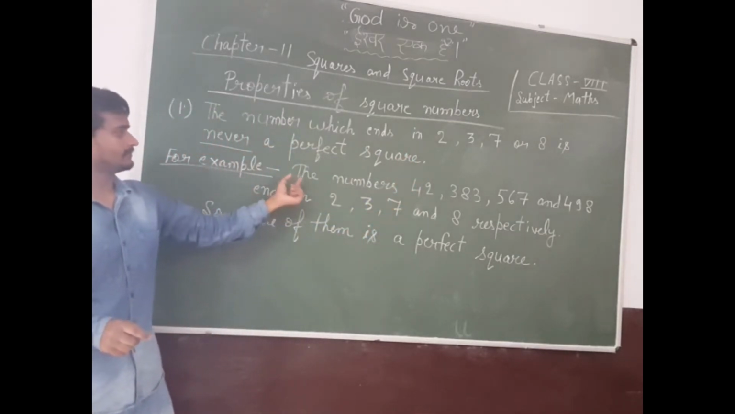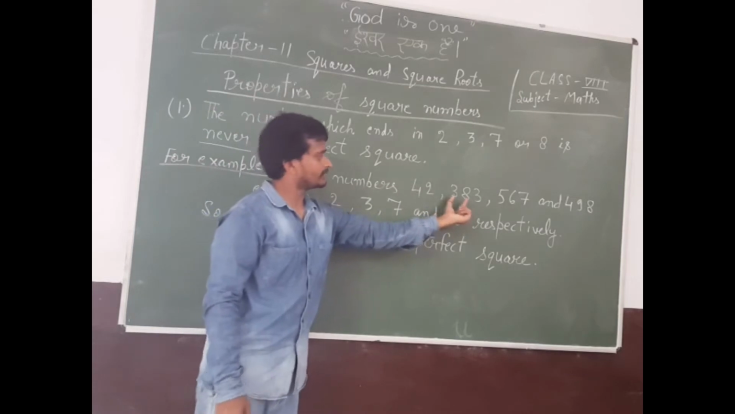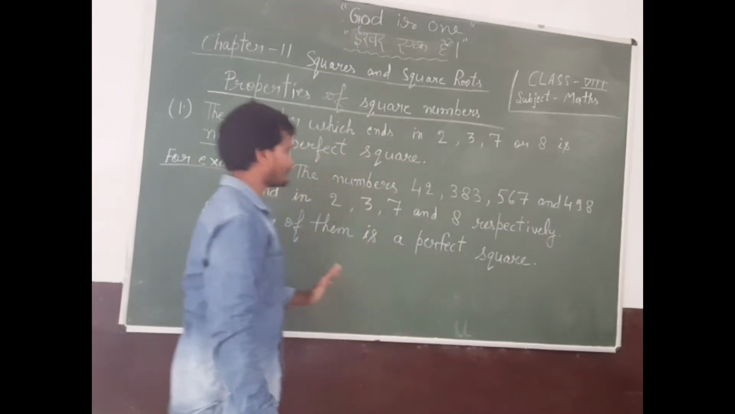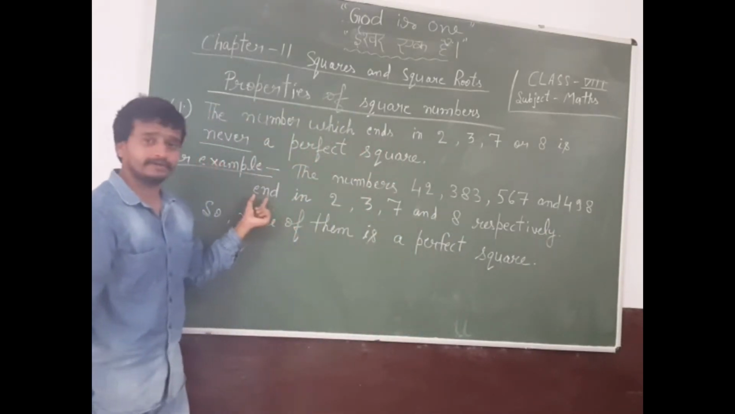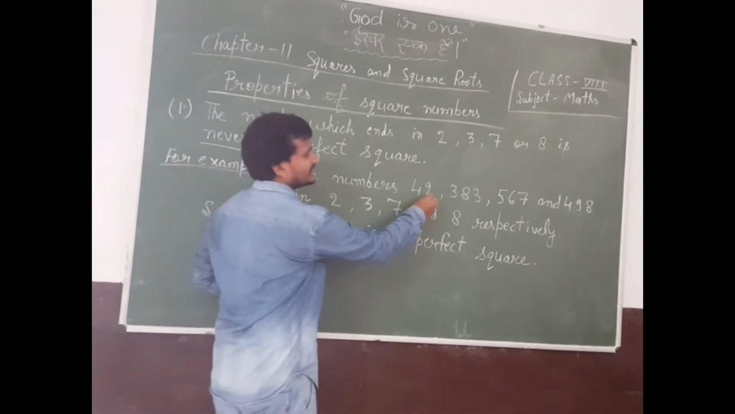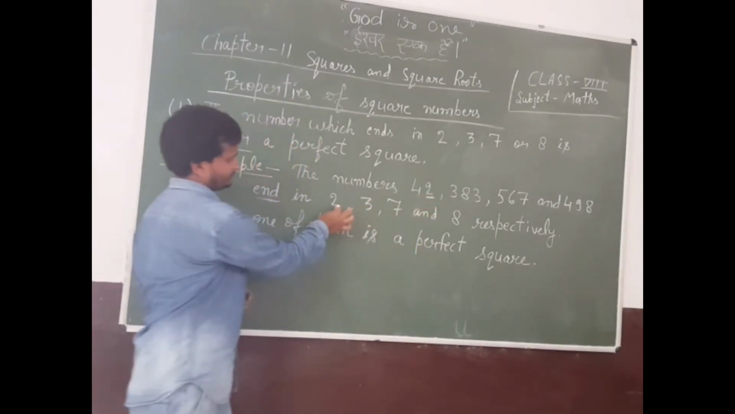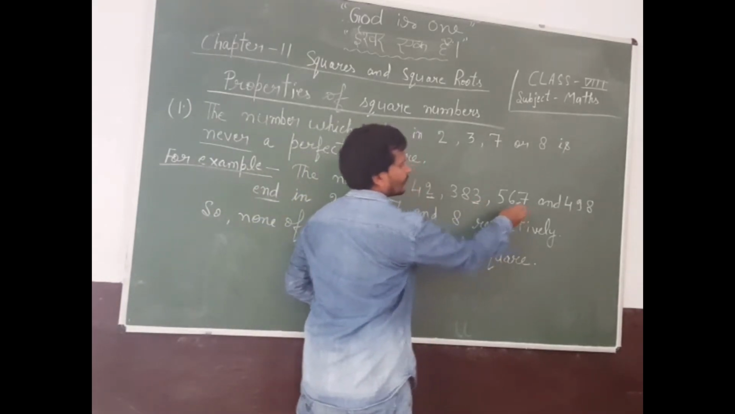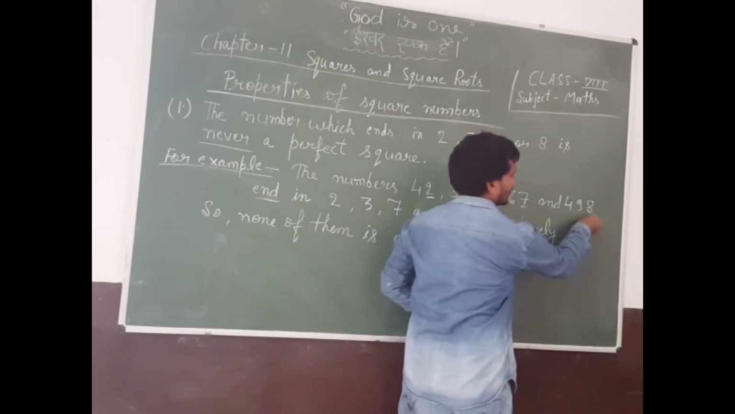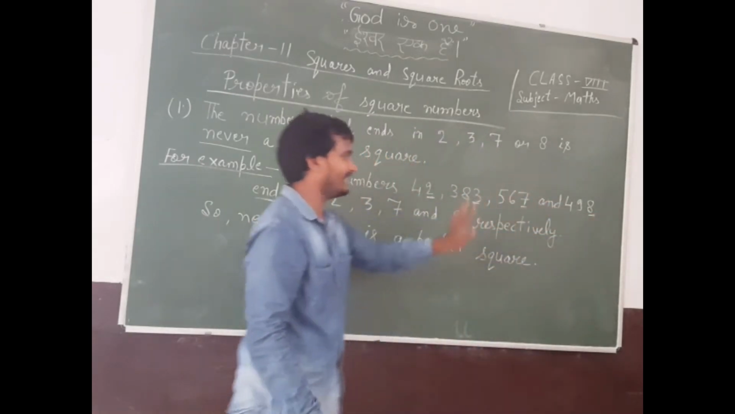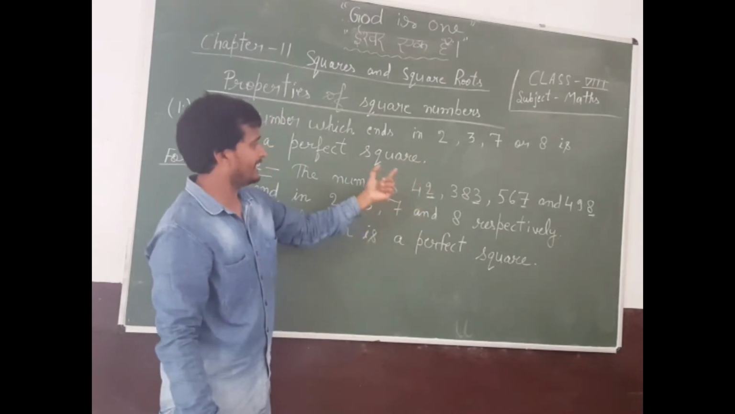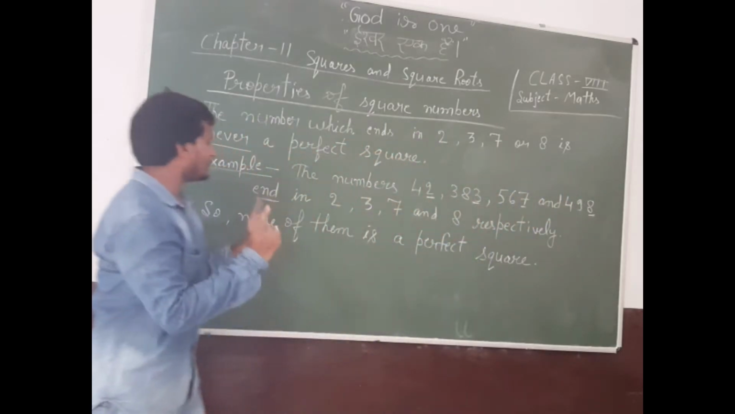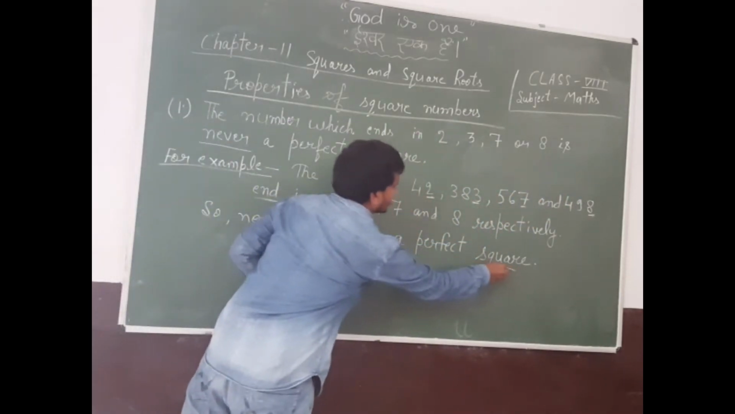For example, the numbers 42, 383, 567 and 498. Look at the unit place. Here it is 2. In this, the unit place is 3. In this number, the unit place, or ones place, is 7. In this number, the unit place, or ones place, is 8. If a number ends in 2, 3, 7 or 8, then the number will never be a perfect square.